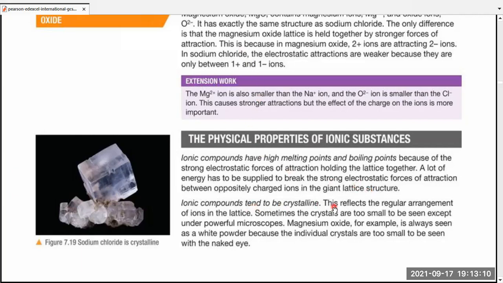Now, ionic compounds tend to be crystalline. This actually reflects the regular arrangement in the lattice, the alternating arrangement of positive and negative ions. Magnesium oxide is seen as a white powder because the individual crystals are too small to be seen with the naked eye.